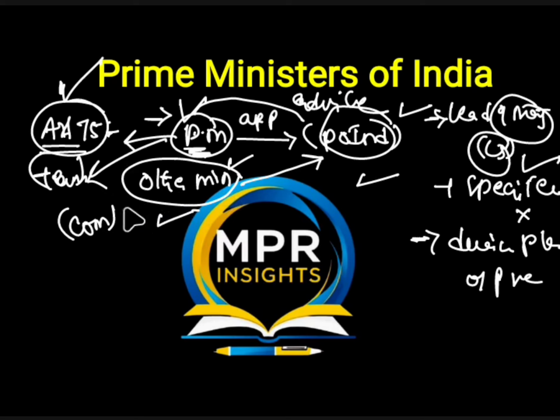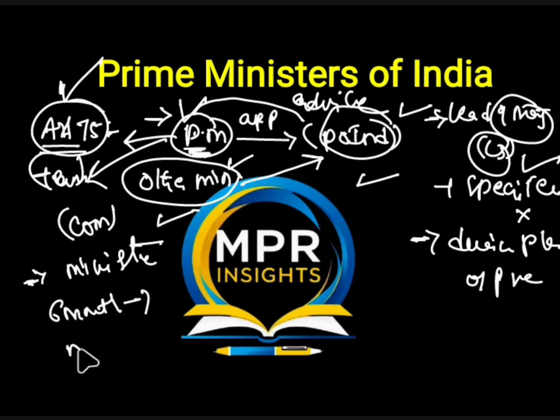Article 75 also says any person can become a minister, but within 6 months he or she has to become a member of either the Lok Sabha or Rajya Sabha. Otherwise, his ministership will cease. So this is about Article 75.